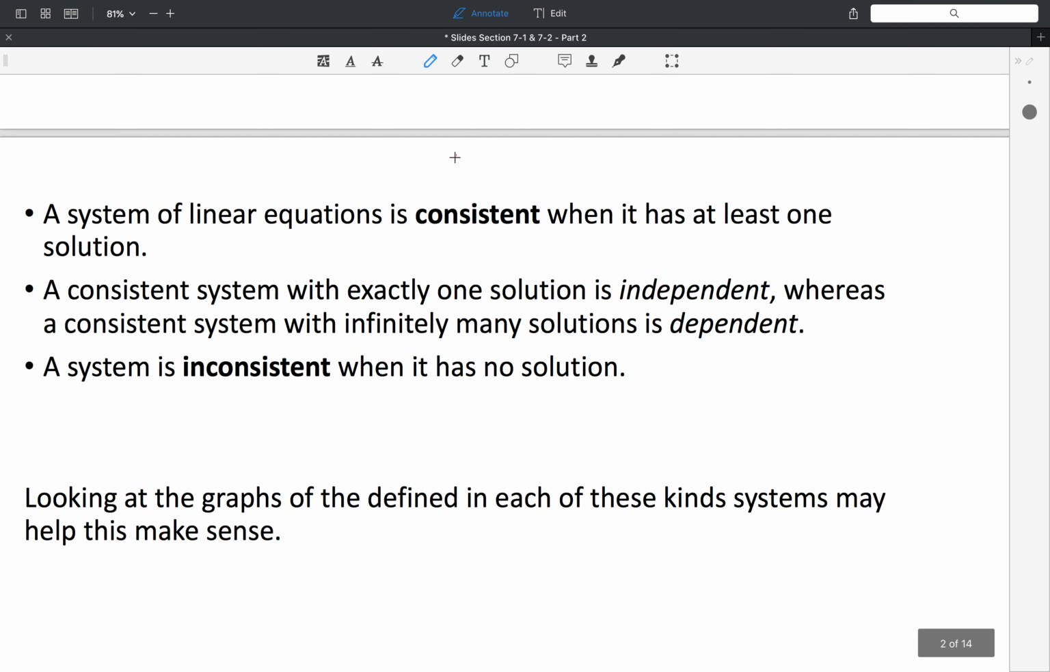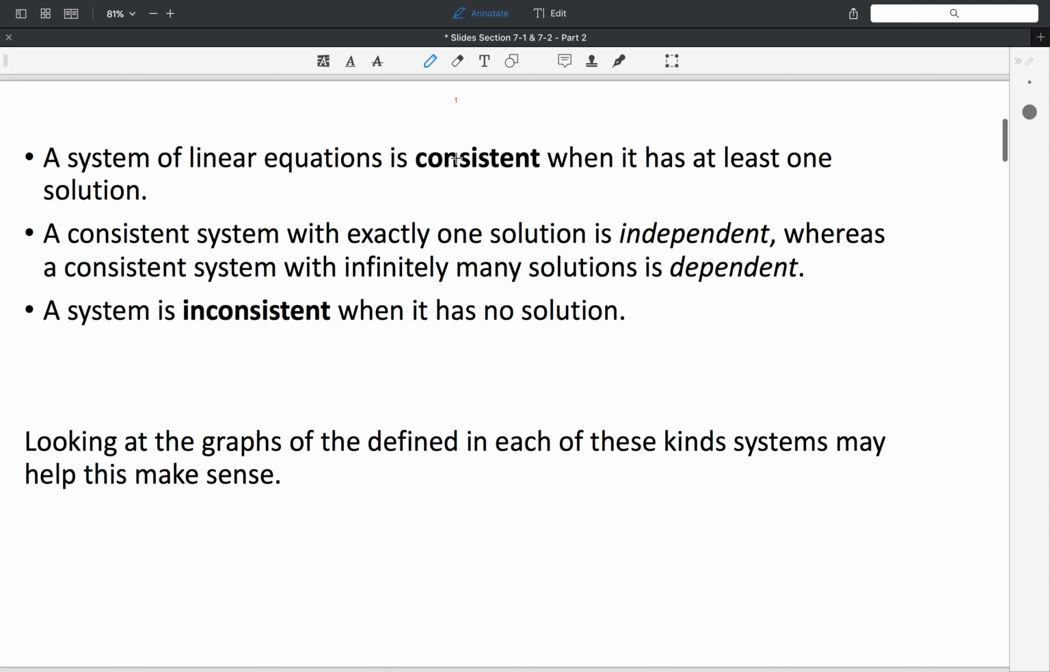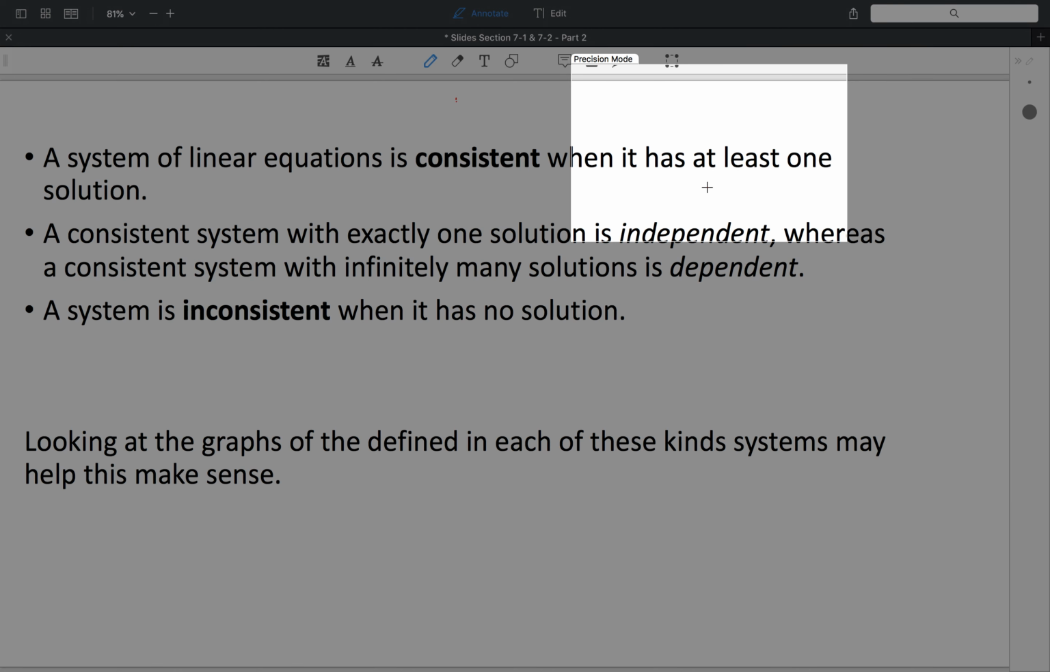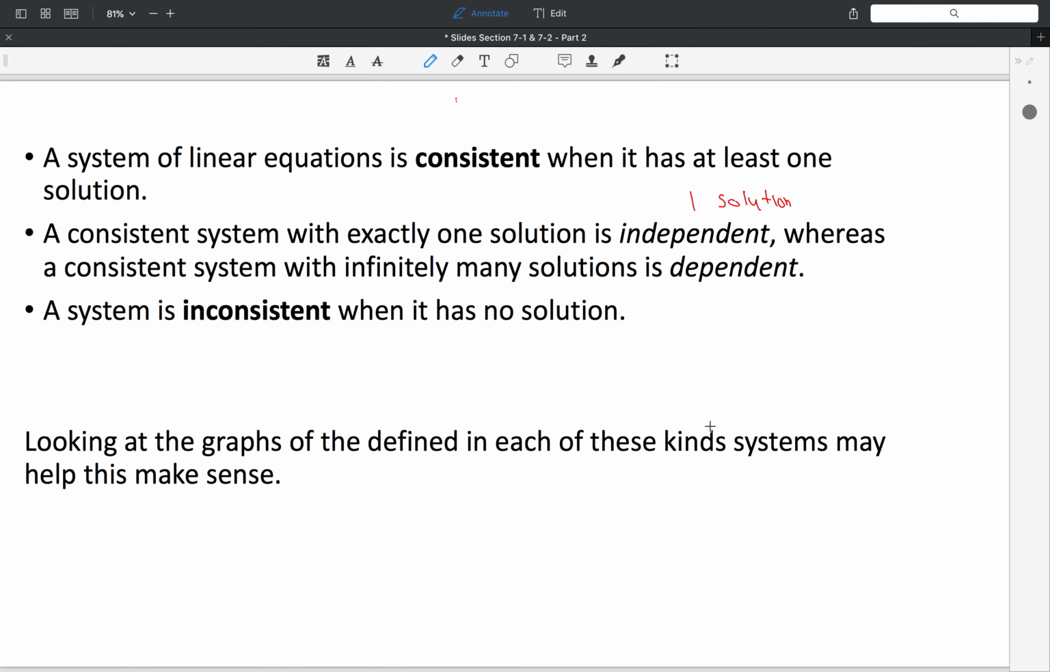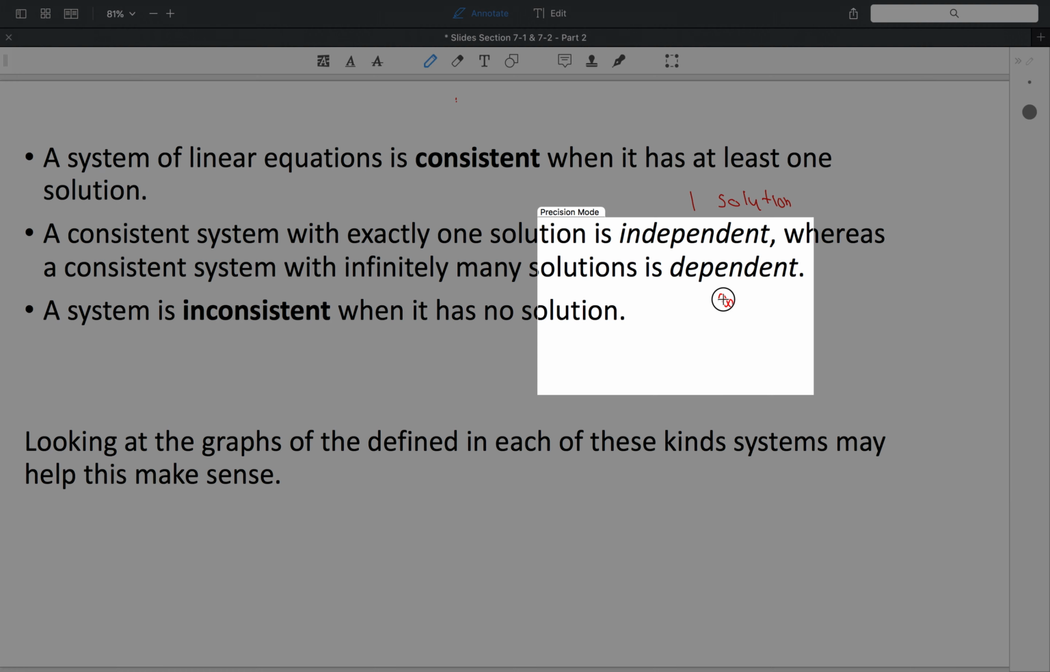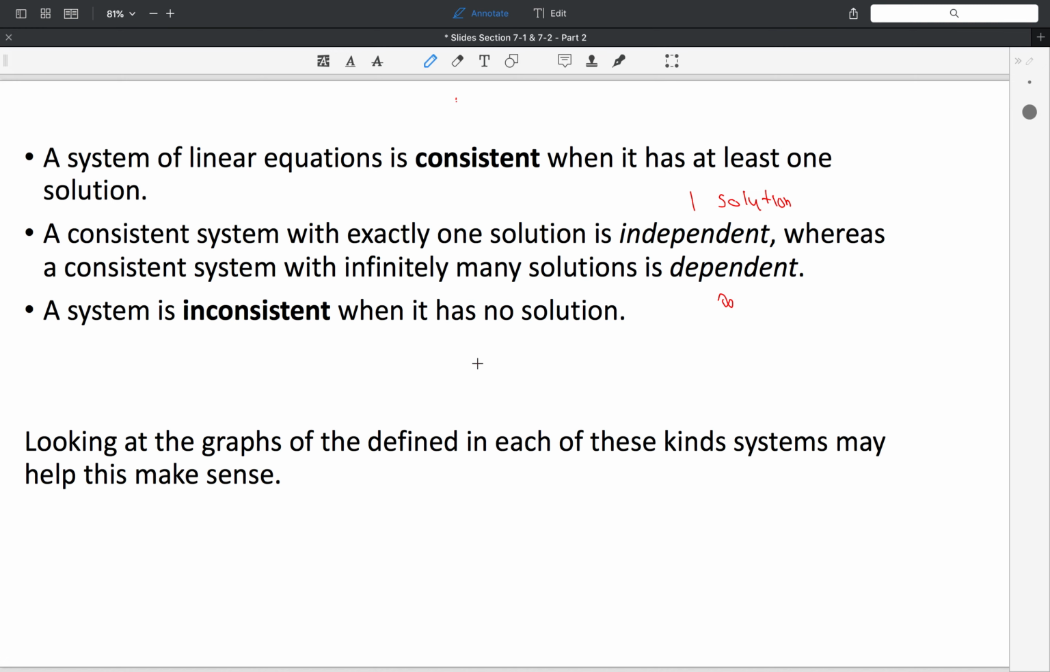Okay. So there's some terminology involved too. A system is said to be consistent when there's at least one solution. A consistent system with exactly one solution, which is the examples we've seen so far, is called independent. And if you have more than one solution, then it's called dependent. So independent, one solution. Dependent here is going to be infinitely many solutions. And then inconsistent means no solutions. So we'll look at some examples.